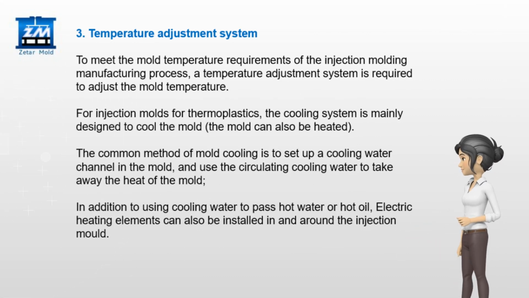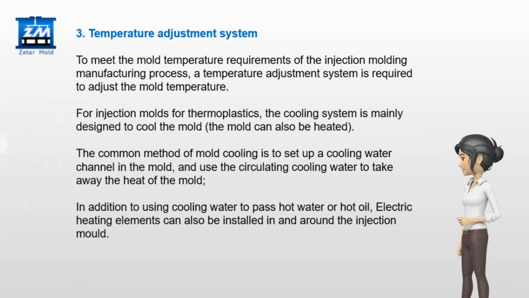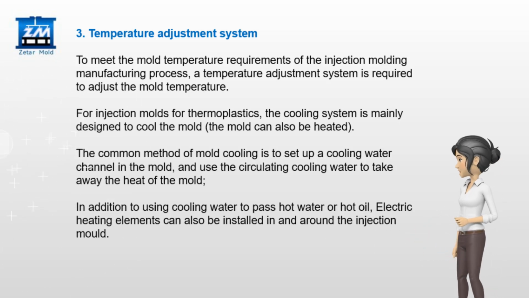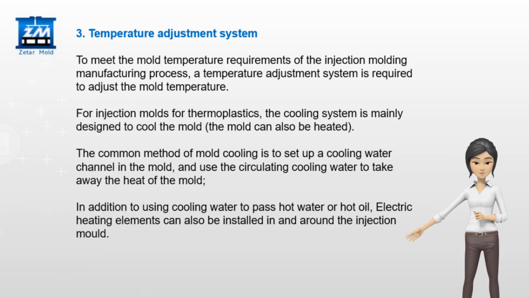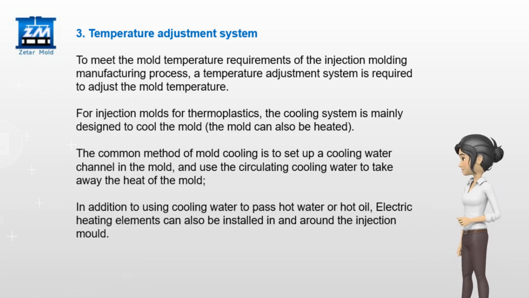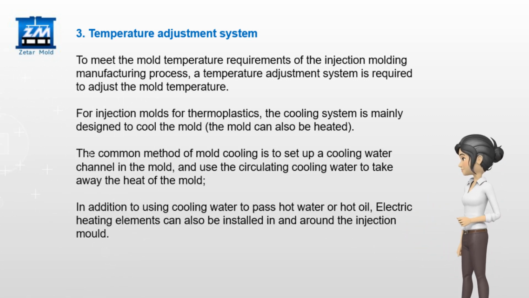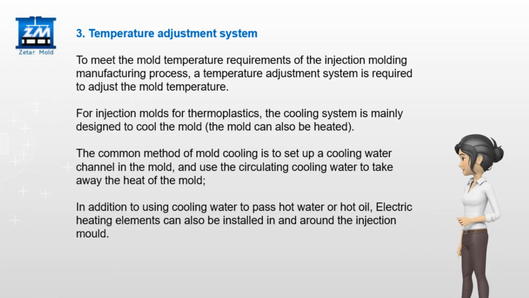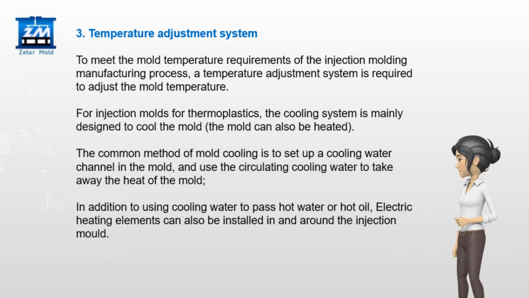Temperature adjustment system, to meet the mold temperature requirements of the injection molding manufacturing process. A temperature adjustment system is required to adjust the mold temperature. For injection molds for thermoplastics, the cooling system is mainly designed to cool the mold. The mold can also be heated. The common method of mold cooling is to set up a cooling water channel in the mold, and use the circulating cooling water to take away the heat of the mold. In addition to using cooling water, hot water or hot oil can be passed through, and electric heating elements can also be installed in and around the injection mold.